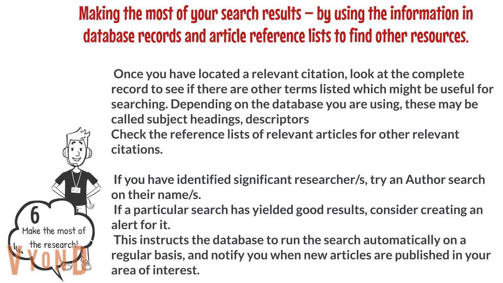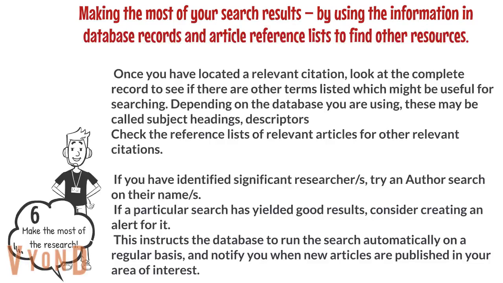Making the most of your search results is using the information in the database records and article reference lists to find other resources. Databases are designed to be mined for information, so make the most of them and get as much information as you can from your search results. Once you have located a relevant citation, look at the complete record to see if there are other terms listed which might be useful for searching. Depending on the database you are using, these may be called subject headings or descriptors.